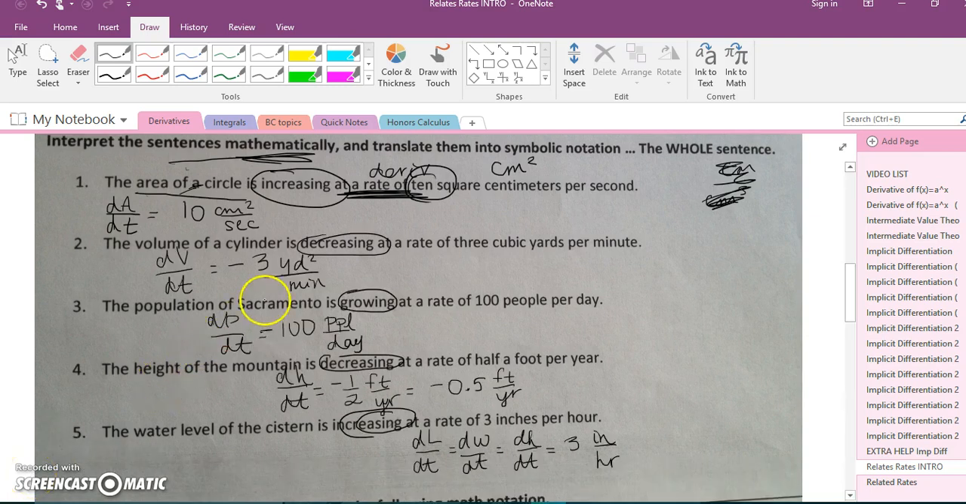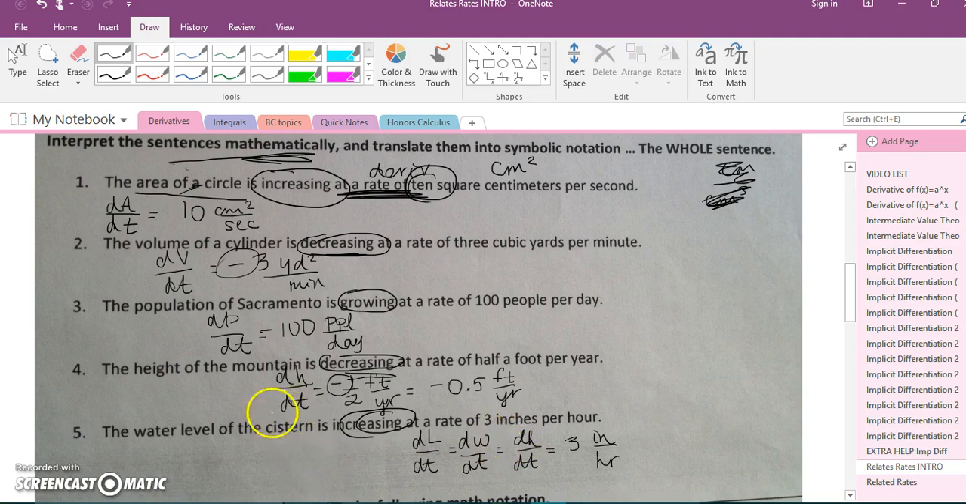All right, so you should have by now written all these little statements down. Please check yours with mine. Anywhere it said decreasing, I made the rate of change negative, which was the case in number 2 and in number 4. Here, you could have used several variables, L for level, W for water, H for height.